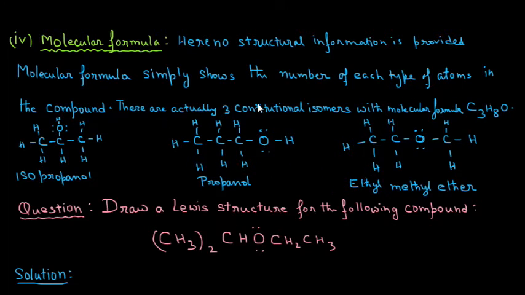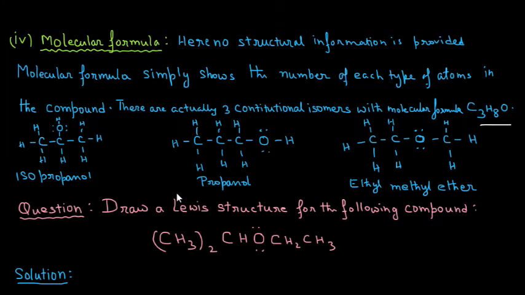Molecular formula simply shows the number of each type of atom in a compound. So it just shows the number. So for example, this is a molecular formula, C3H8O. So it doesn't give any structural information. So there are actually 3 constitutional isomers with molecular formula C3H8O. So what are isomers?